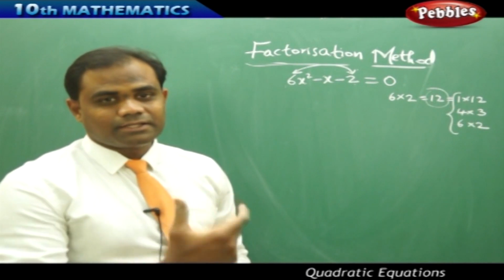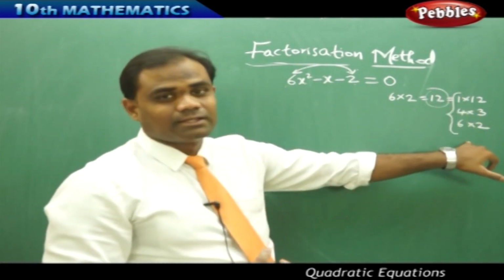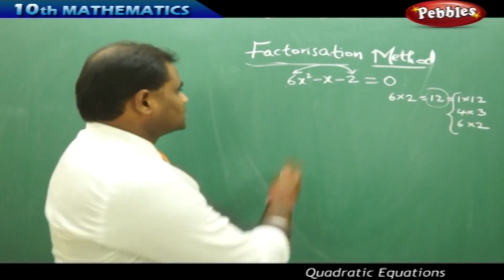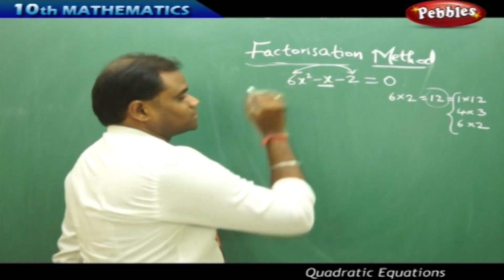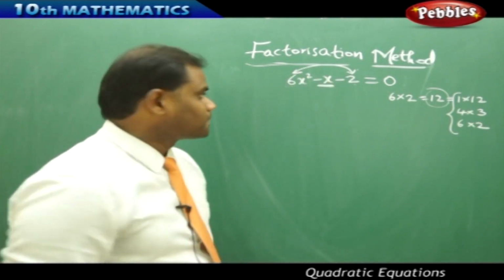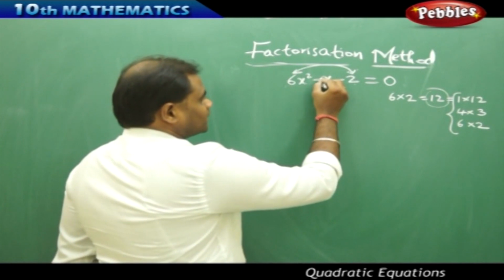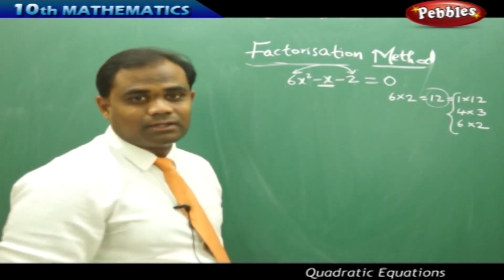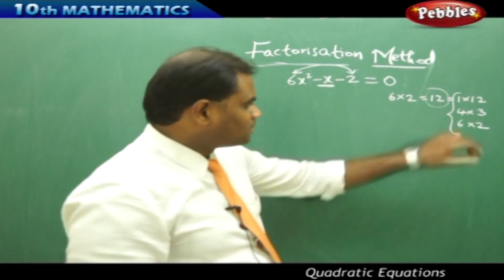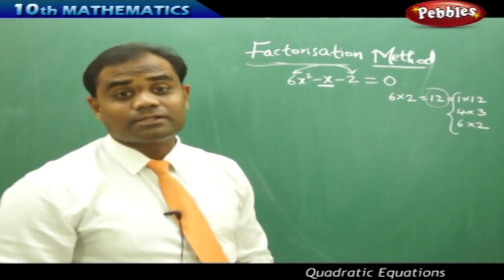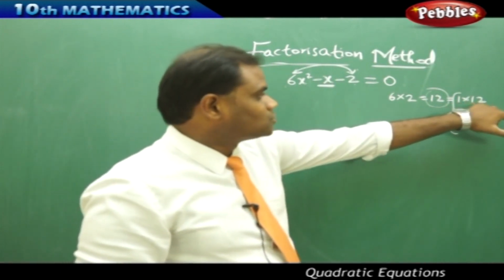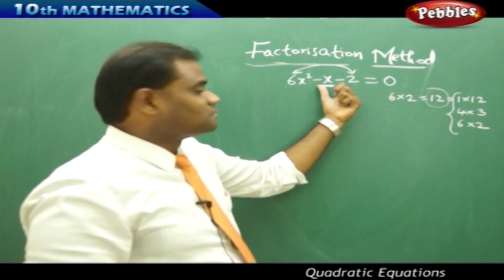So once we identify all the possible factors, then we consider the middle value, which is the coefficient of x. Now here, the coefficient of x is -1. Therefore, when I add or subtract the factors, I need to get -1. So when I add 1 and 12, I get 13. It doesn't work out here.